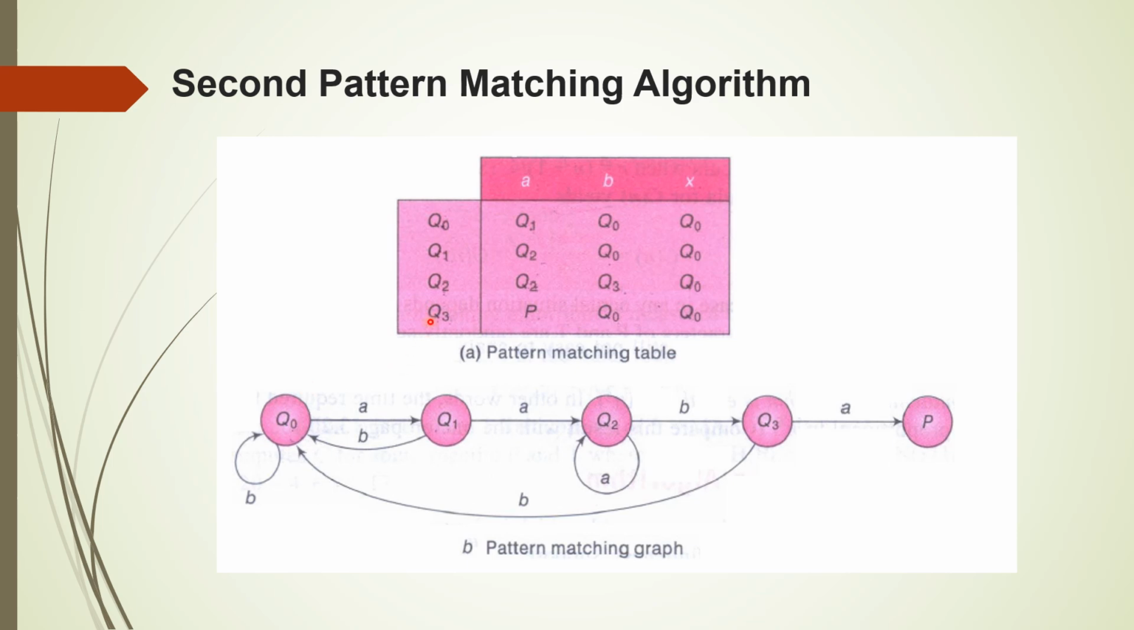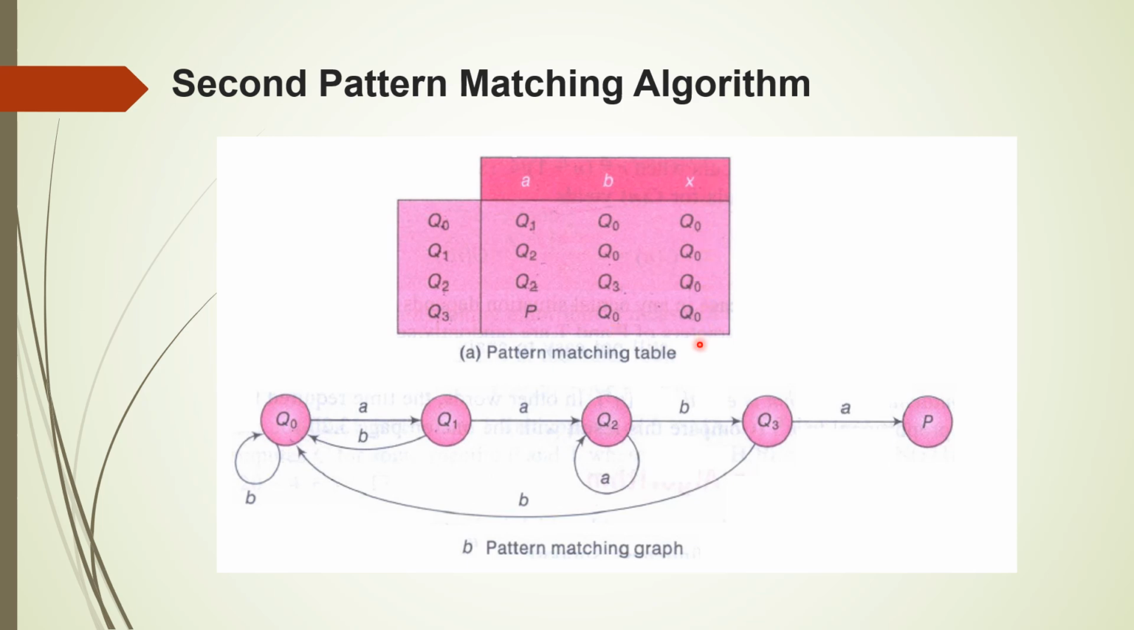Now from the state Q3, if I read A, I will end up in the final state, that is P. If I read B, or any other character other than A, go back to the state Q0. So even if you read B, go to the state Q0. If you read X, you go to the state Q0.